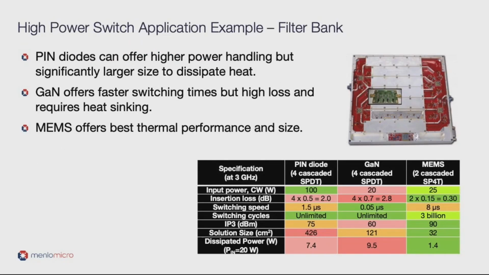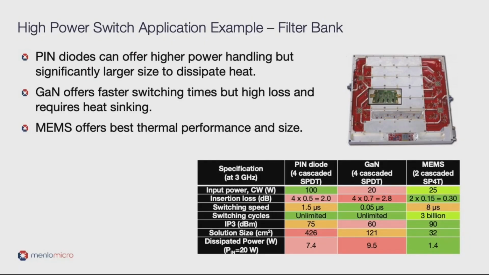Now that we've discussed the various specifications you'll need to look at when choosing a high-power RF switch, I'd like to finish this webinar with 2 example applications and a comparison of how different switch technologies can be used to address different design requirements. The first example is a high-power RF filter bank for a sub-3 GHz application. In this case, I compare PIN diode, GaN, and MEMS switch solutions.